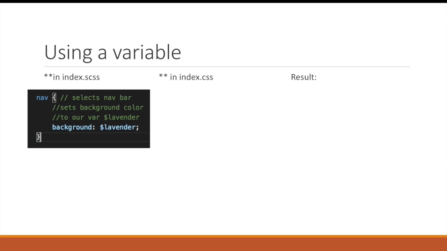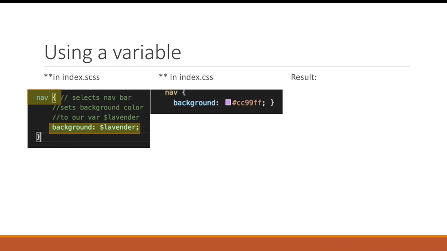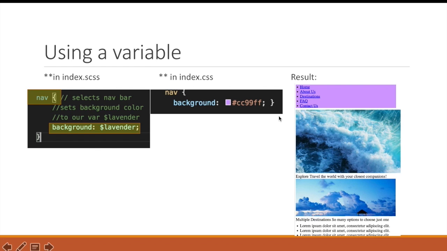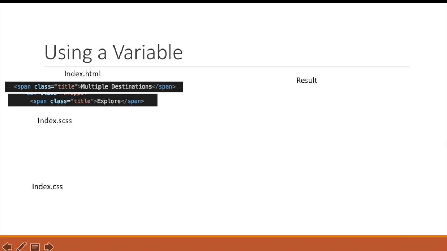To use the variables we just created, we first need to select an element from our HTML. And to do this, it's exactly the same as we would do it in CSS. I've selected the nav, and as you can see, I've set the style background to my variable lavender, so the background color of my nav should be lavender. When I save this and it translates into CSS, you get this, and then the result is a purple nav bar.